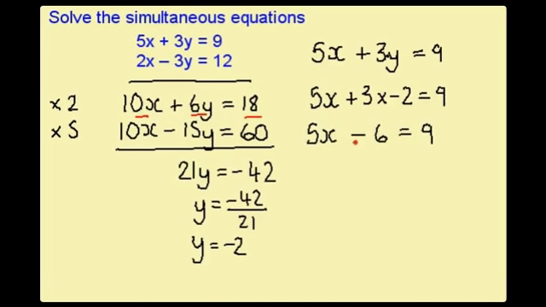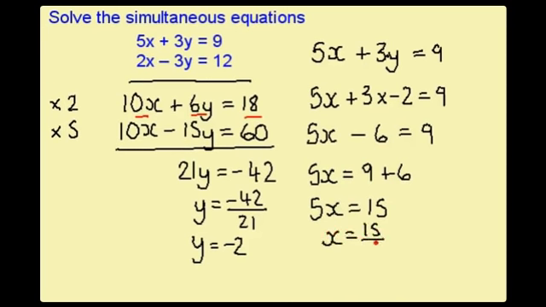Float and ping the minus 6. 5x equals 9 plus 6, which is 15. Take the 5 down the escalator. X is 15 over 5, so x is 3. I've now got my two answers, y equals minus 2 and x equals 3.